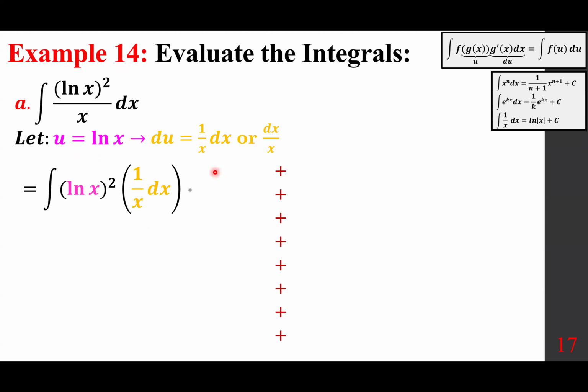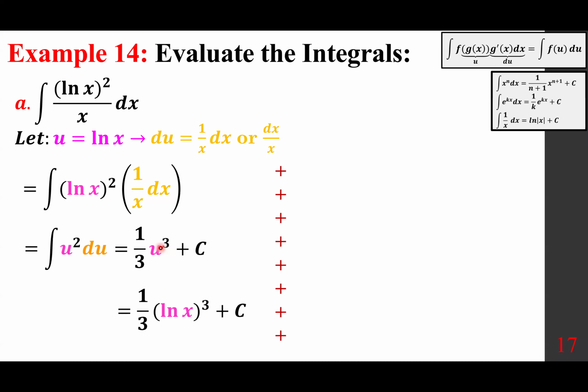Again, any format is fine. This is u squared. This is du. Power rule results in 1/3 u cubed plus a constant. Replace the u, we get 1/3 ln of x to the third power plus a constant.